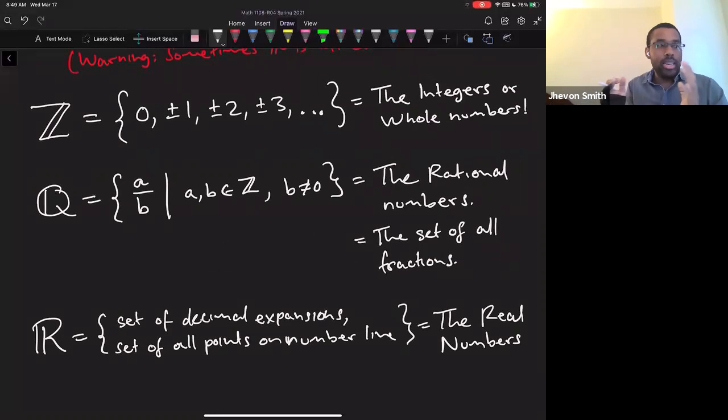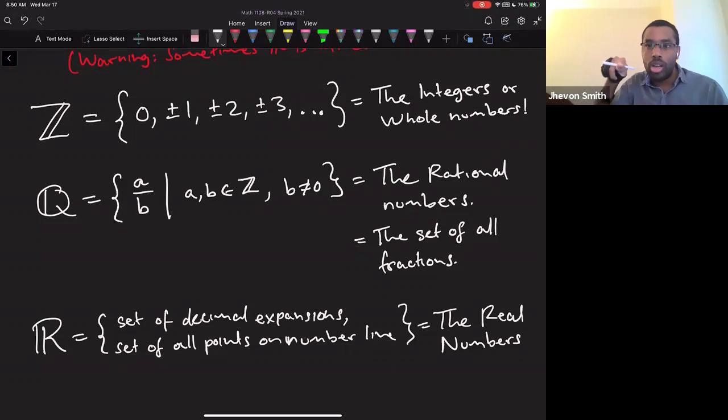And so you would think the fractions fill up the number line based on how many there are, but it turns out that it doesn't fill up the number line. There are gaps in what the fractions will fill up on the number line. For example, there's no fraction that can be the square root of 2. And you can prove this, right?